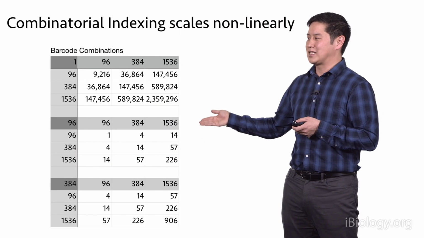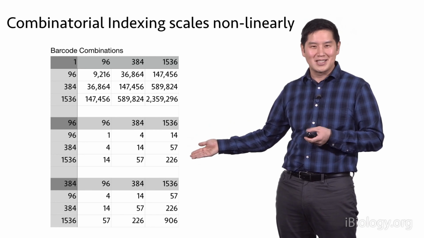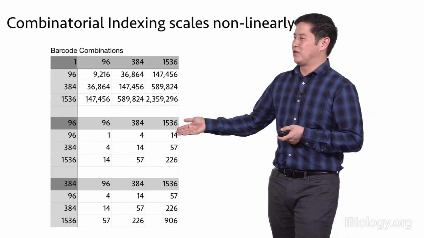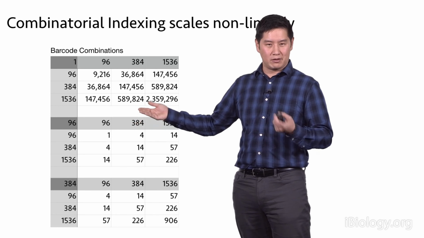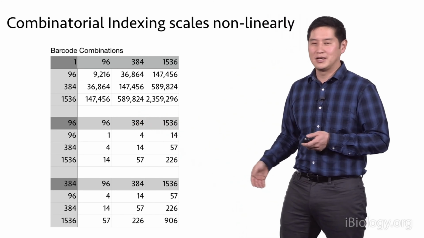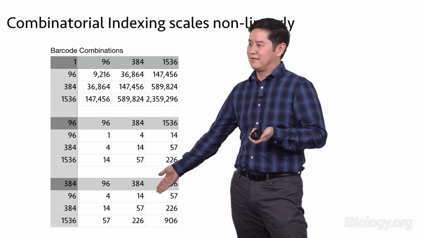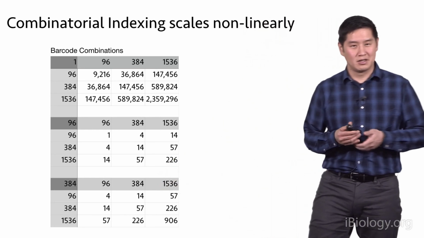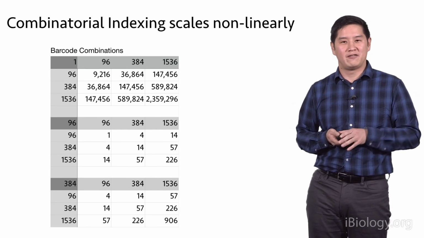And so in this case, I'm actually representing these numbers in millions now, just because the numbers would be too big to fit on this chart. And so in this case, if you were to do 96 by 96 by 96 with 3 levels, you'd have about 1 million combinations. If you did 384 by 384 by 384, you'd have almost 60 million combinations. And so this is the reason why this scales really, really well, especially if you add that 3rd level of barcoding.